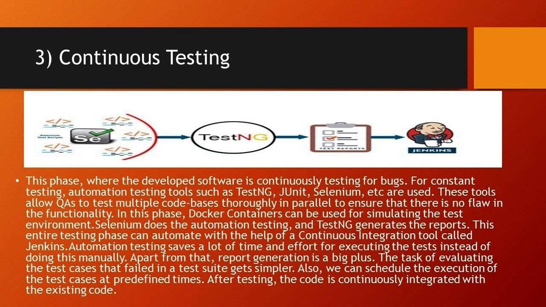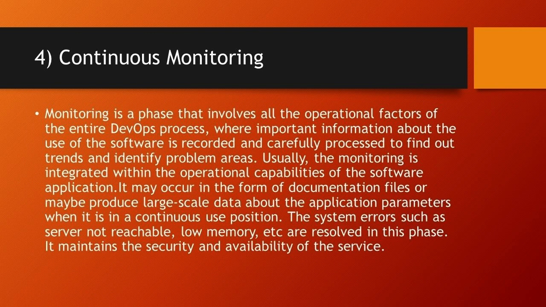4. Continuous monitoring. Monitoring is a phase that involves all the operational factors of the entire DevOps process, where important information about the use of the software is recorded and carefully processed to find out trends and identify problem areas. Usually, the monitoring is integrated within the operational capabilities of the software application. It may occur in the form of documentation files or may produce large-scale data about the application parameters when it is in continuous use.